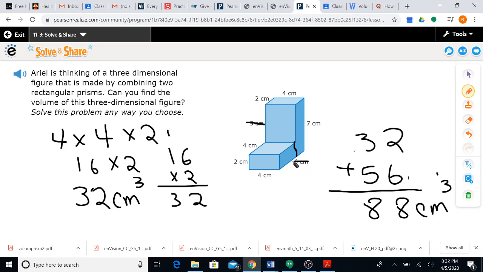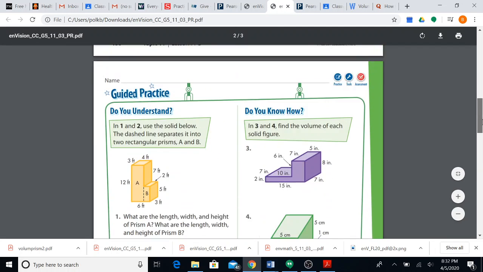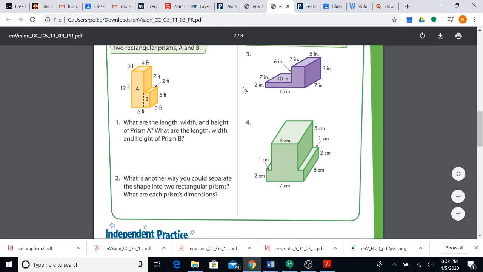And remember, I simply separated them into 2 separate figures because I know how to find the volume of a rectangular prism. So I simply made these some simple rectangular prisms. Now for homework, you're going to be doing the same thing. You should recognize this. It's from Envisions. They even give you an example of how you would separate.